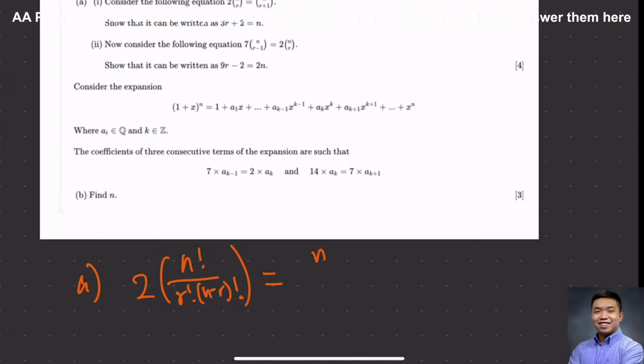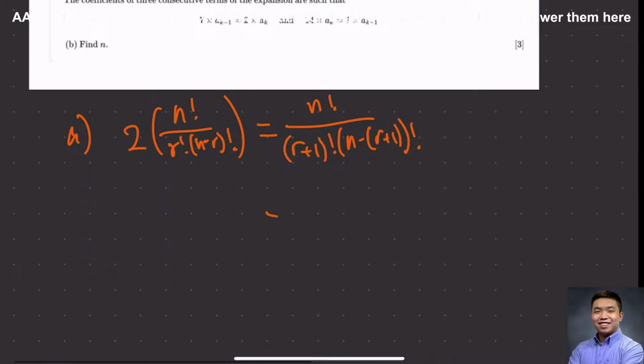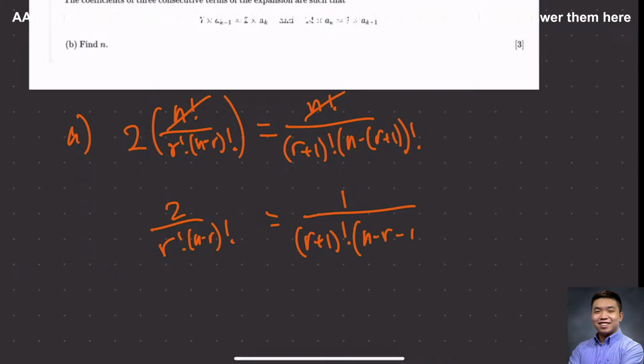So we can just do n factorial over r plus 1 factorial, and then n minus r minus 1 plus 1, n minus r plus 1 factorial, like that. So then we know that the n factorials would cancel out, right? So here we would have 2 over r factorial, n minus r factorial, and then this will be 1 over r plus 1 factorial, and then we have n minus r minus 1 factorial.